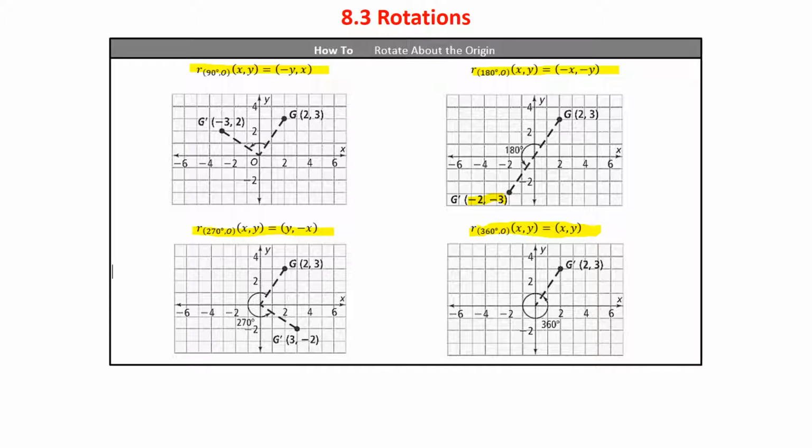And so our point G, which is at 2, 3, will actually rotate and then come back to the same position at 2, 3. So our rule here, the rule that goes for a rotation of 360 degrees, is going to be (x, y) gets sent to its original spot, (x, y).